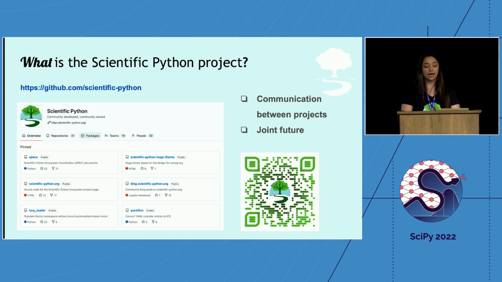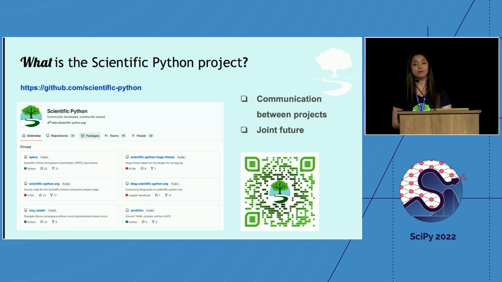I would say the Scientific Python project is a community effort that wants to get communication between projects in the ecosystem and plan strategies to make sure that we can get a joint future together and make this future happen. So our idea is to work with the community of the Scientific Python project to get coordination and make this joint future a possibility.